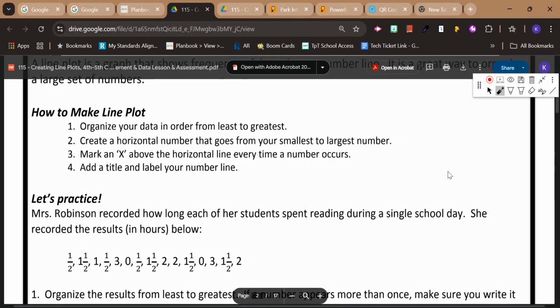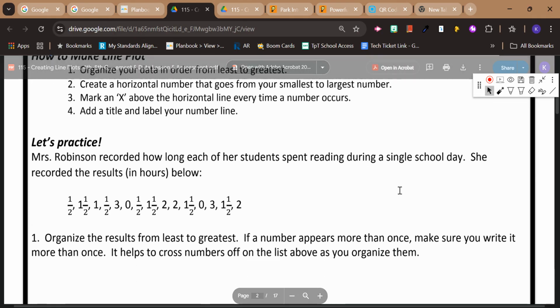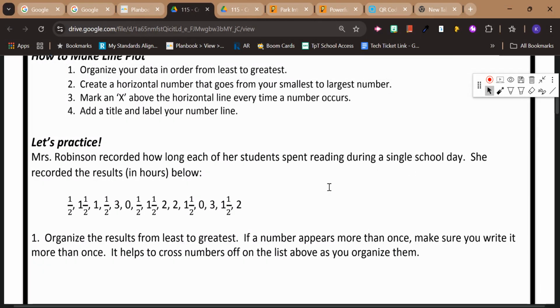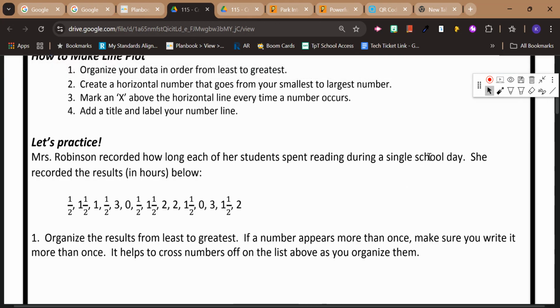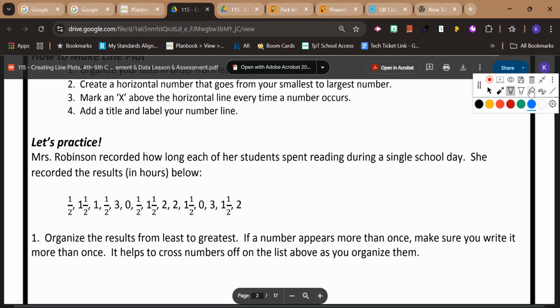Right there. So where is our data? Who can raise their hand and tell me what data we're looking at? We're figuring out how long children spend reading in a single school day. So would you say that this is the data collected? And it's in what? Hours. In hours. So we need to organize it from smallest to largest. So everybody, let's do that on your paper. Okay, we're going to take the smallest number, and every time organize the results from least to greatest.